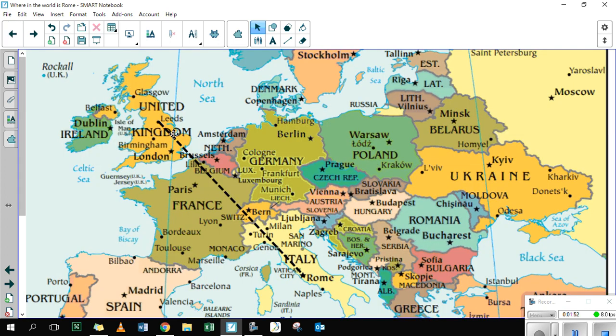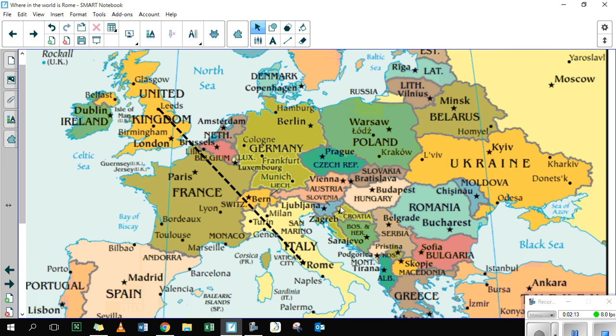So if we have a look, like I said before, we've got the United Kingdom here, and if we were flying from Leeds to Rome, we'd fly over the top of France, which is here, and then over the top of Switzerland, which is here, much smaller than France, and then into Italy.